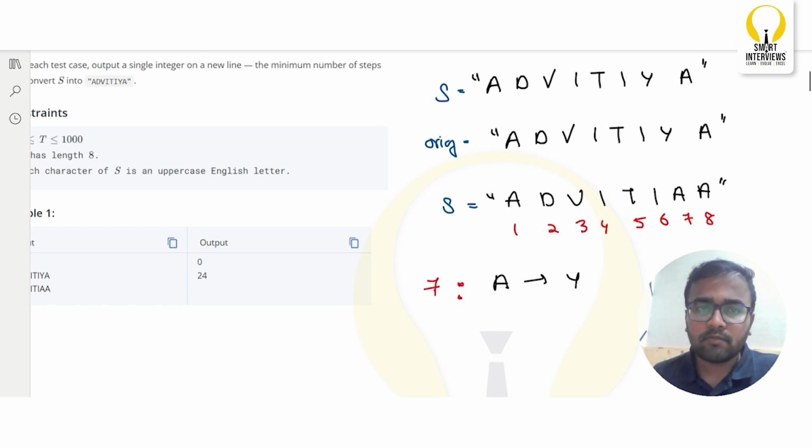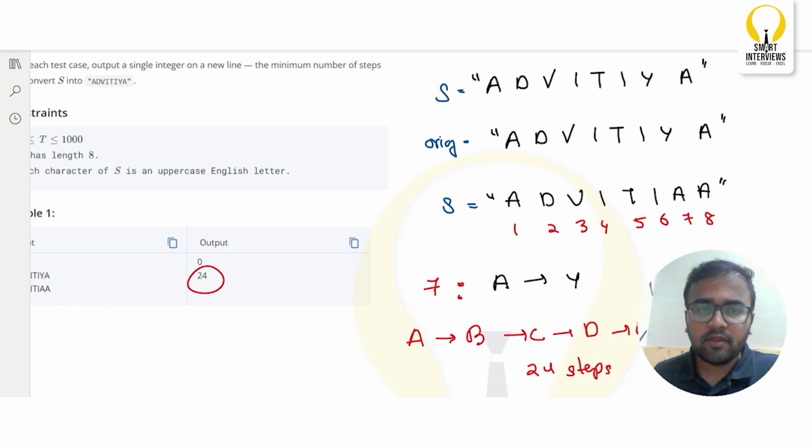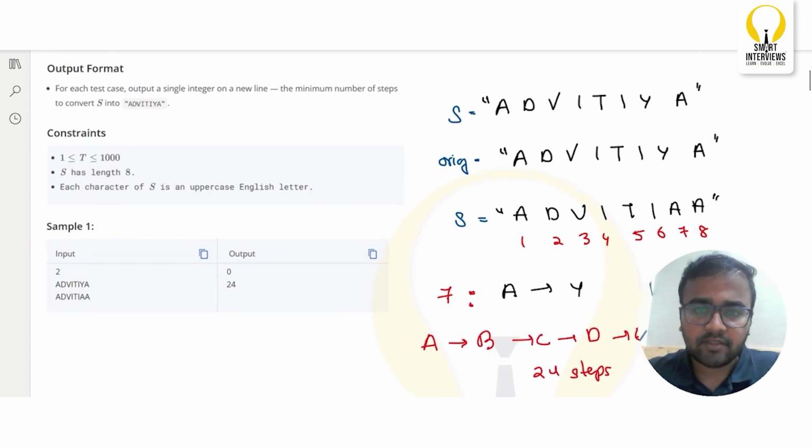So how do you convert? We have seen that in one step you go from A to B, then in the next step B to C, C to D, D to E, and so on till Y. So this is going to take 24 steps. That's what is mentioned in the output. So if you go on like this from E to F, F to G, and so on till Y, it will take 24 steps. That's it. This is all about the output for the second example.